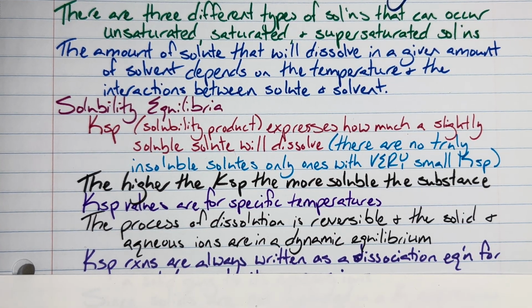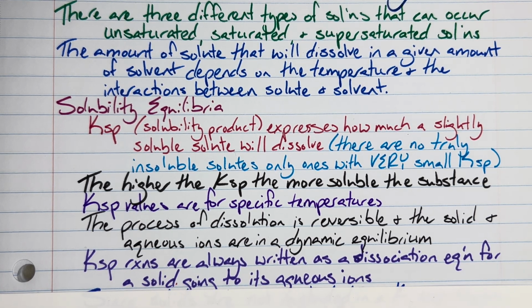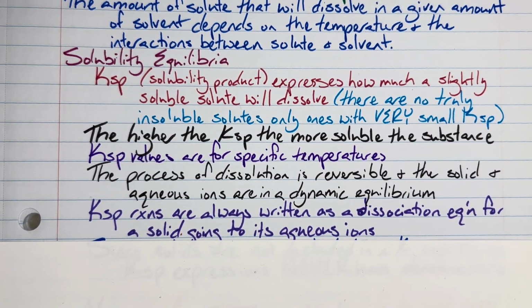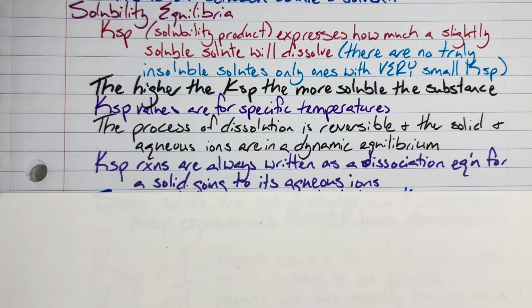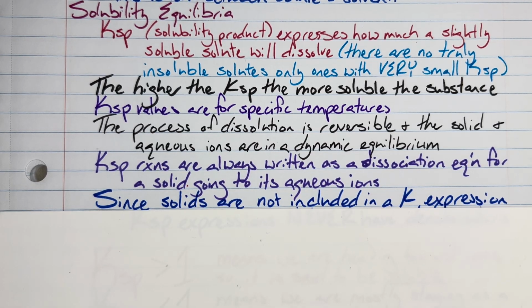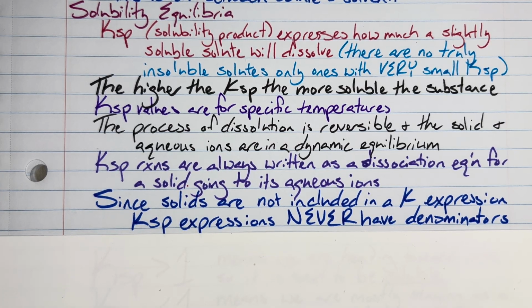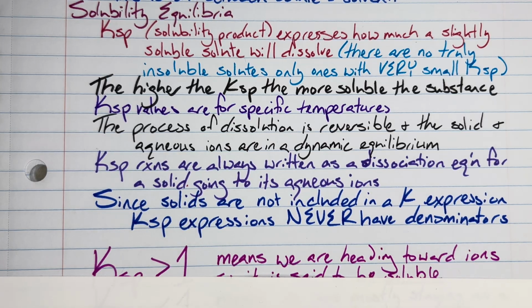KSP reactions are written as dissociation equations, and only in the direction of a solid going toward aqueous ions. We don't actually show the reverse reaction where we have the aqueous ions going back into solid. We don't bother with that calculation at all. Since solids are not included in a K expression, KSP expressions are never going to have denominators.